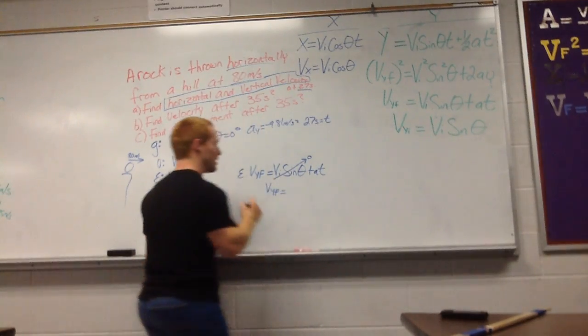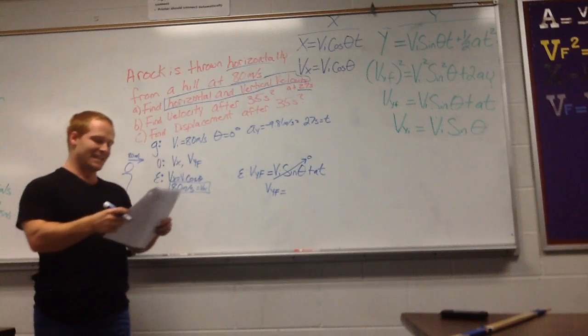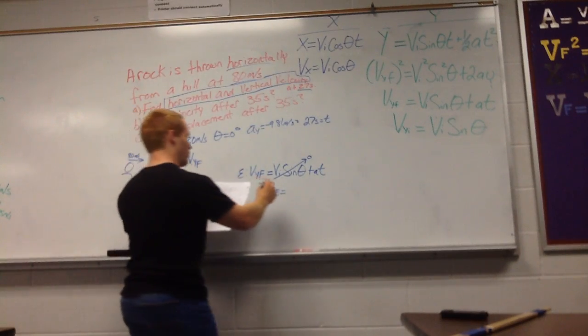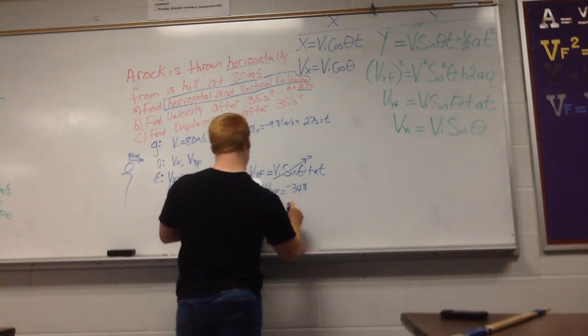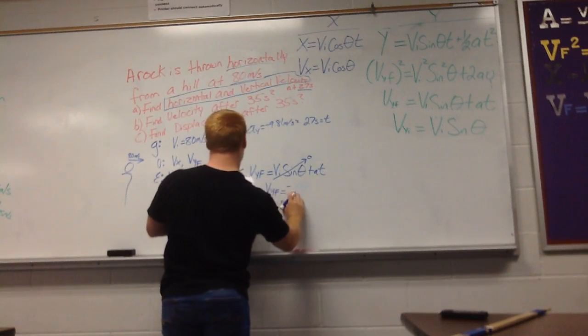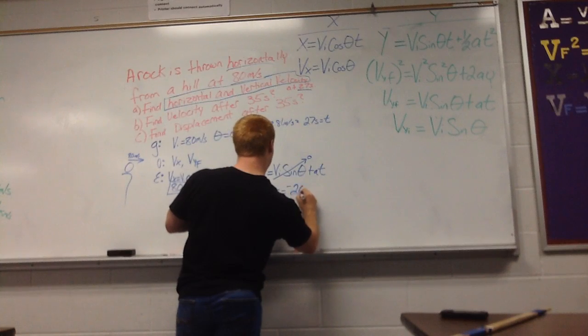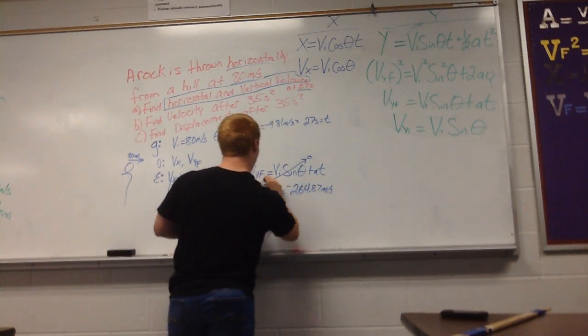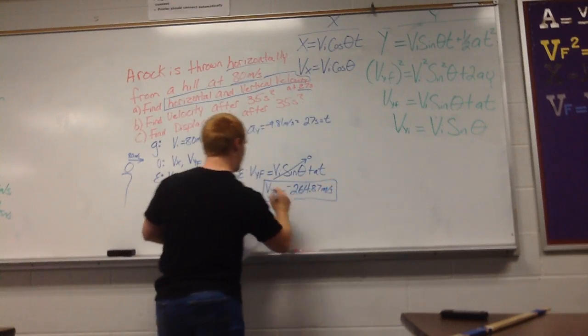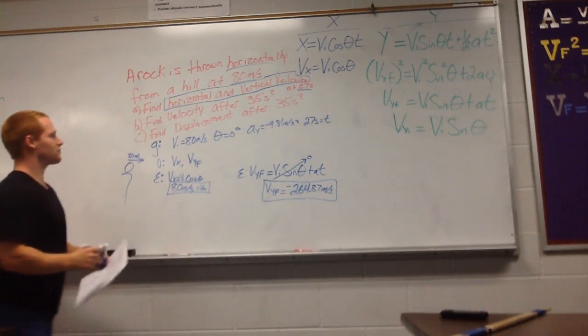Notice, it is going to give you a negative number because it is going down. So we will have negative 264.87 meters per second. So that is Vx and Vyf. We are done with part A.